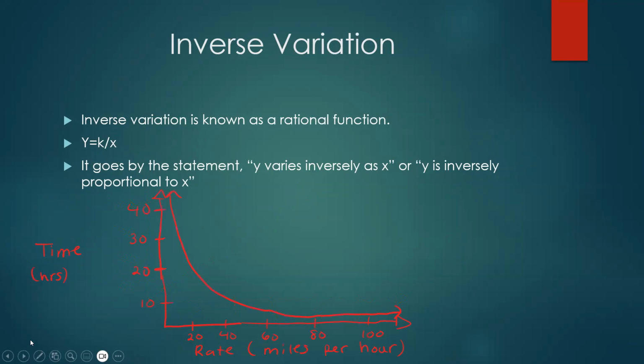Inverse variation is also known as a rational function, where you have y equals k over x. How do you know if you have an inverse variation? It goes by the statement y varies inversely. So if you see the word inversely, you know it's a fraction form, as in y is inversely proportional to x. So an example of a graph of an inverse variation would be, I guess this would be a decay. Okay, so that is inverse variation.